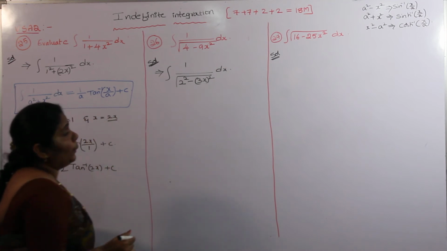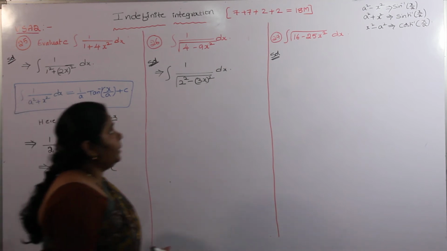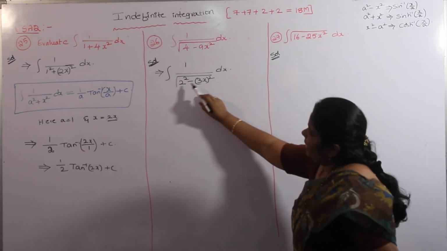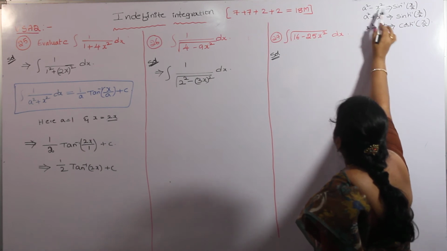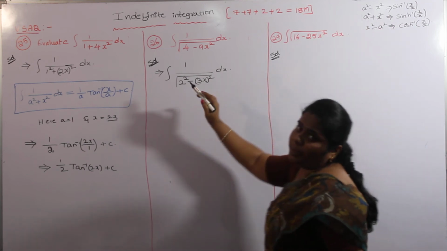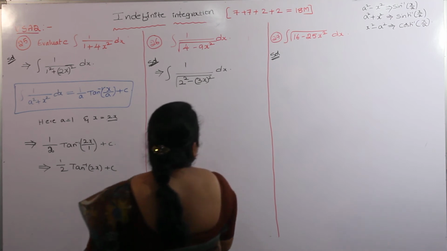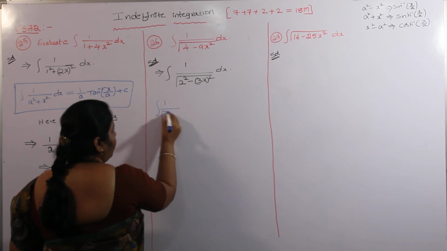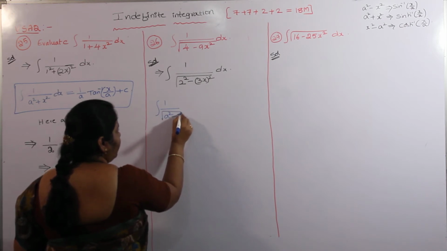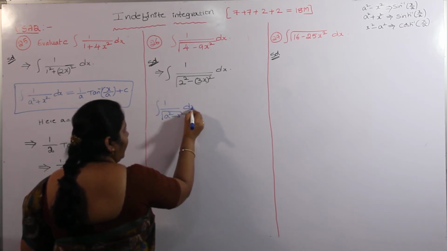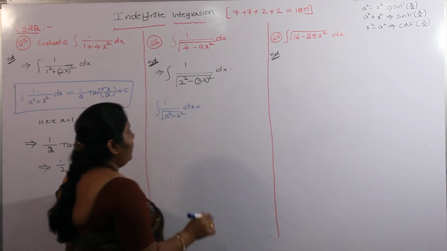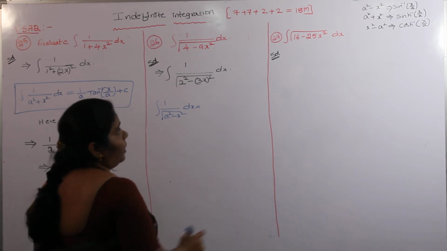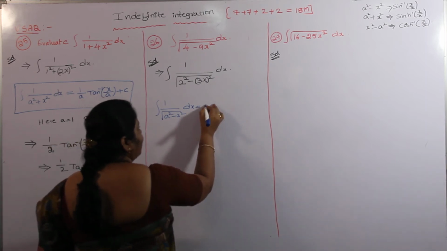This is with root in the denominator. Root in the denominator means a square minus x square. This can be taken as a, this is x. a square minus x square dx. A root in the denominator means second set, second set first formula. What is the formula? 1 by root over a square minus x square dx. Formula is second set first formula, which is sin inverse x by a.